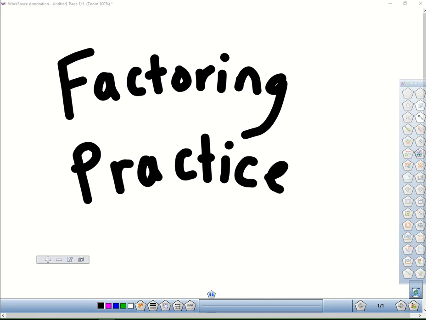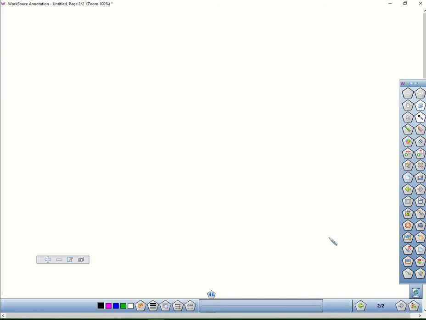Alright, so for factoring practice, we're going to go through and do some problems together from the assignment. So the very first thing we're going to talk about is how quadratic equations can be solved by factoring, and we're going to use the problems below to refresh our factoring skills. So the most important factoring skill is factoring out what we call the greatest common factor, also known as the GCF. So I'm looking at number 2.